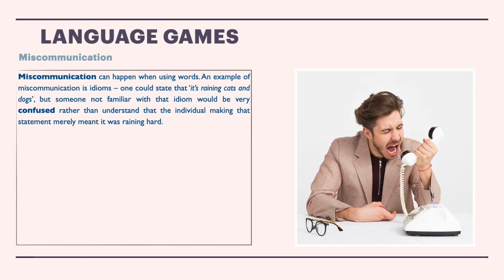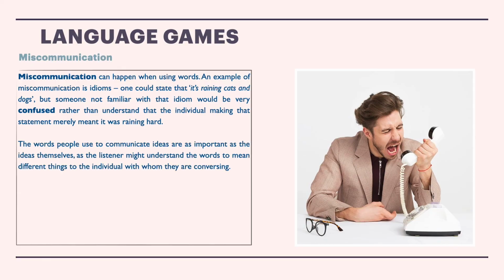But if someone isn't familiar with that idiom, perhaps from a different culture or had never heard of it before, they might be very confused. They may start looking up, wondering if cats and dogs are truly going to rain down on them. Or they might look at you like you've gone mad, instead of clearly understanding that what you really meant was that it's just raining very hard. So the words that people use to communicate ideas are as important as the ideas themselves.